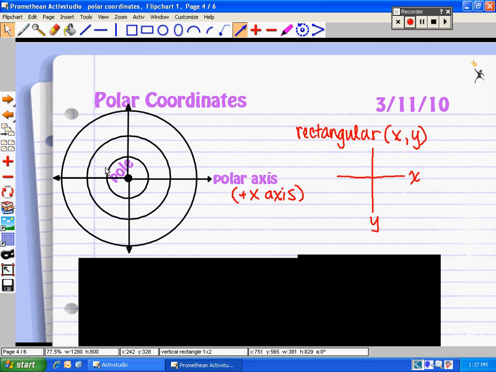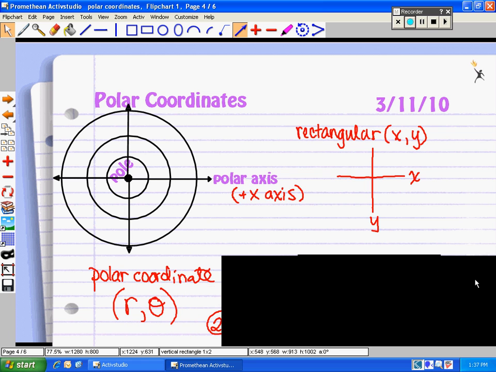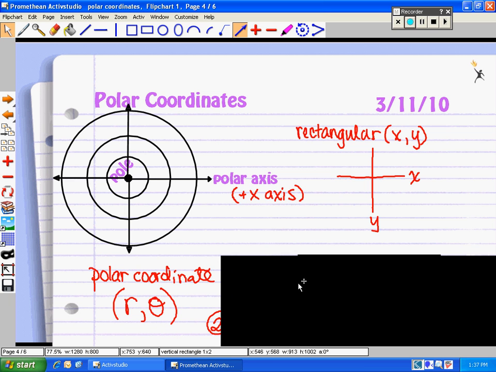The best way to think about this is the North Pole. Looking down on the Earth, here's the North Pole, and then we have the concentric circles, for example, like the equator, Tropic of Cancer, Tropic of Capricorn. Okay? So before we had rectangular points, we would go over x and up y. Well, for polar coordinates, we have r and theta. We have a radius and the angle.